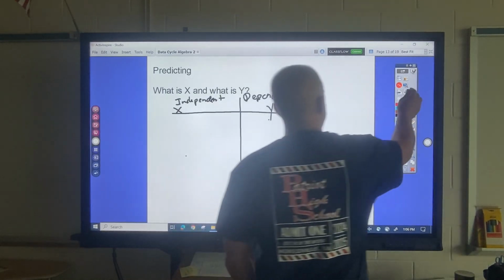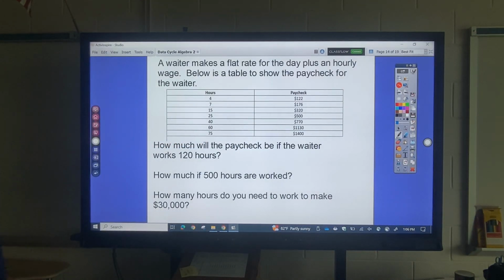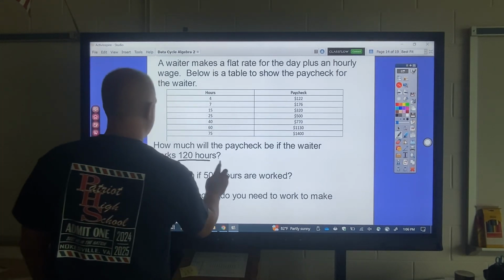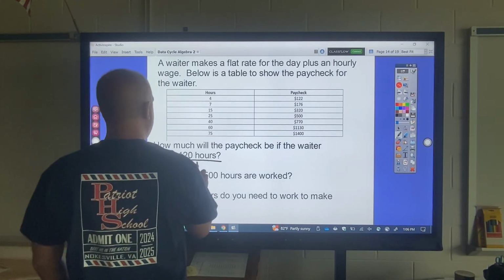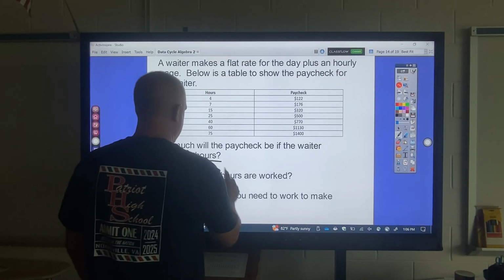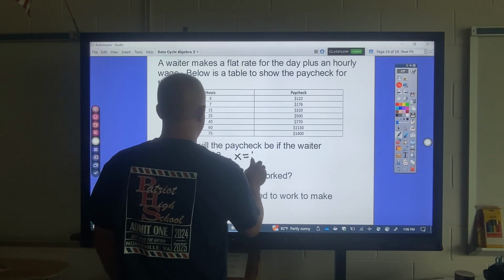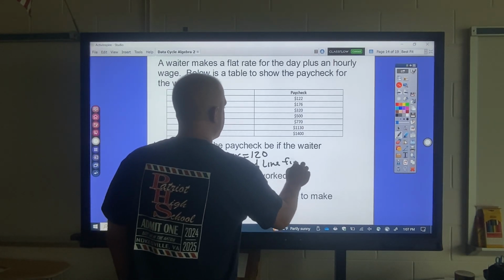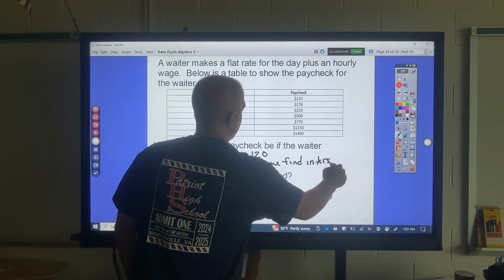So when we did a question like this, the waiter makes a flat rate. We did this question already. How much will the paycheck be if the waiter works 120 hours? We've already done the regression, and I'll do that again in a second. What is 120 hours? Which column is that underneath? That is underneath the X column. So I want to put X equals 120 into the third line and find where it intersects the graph.